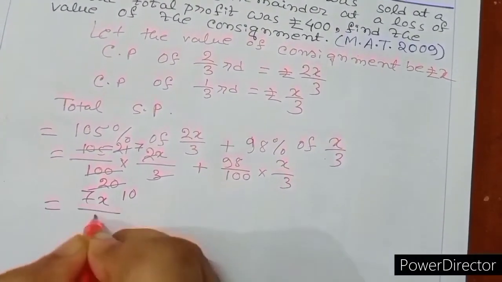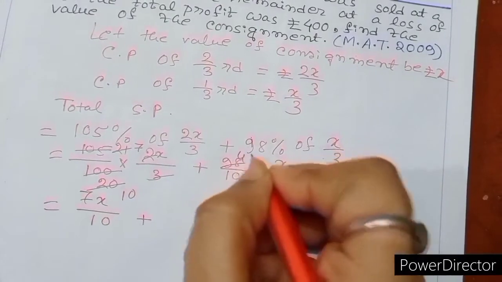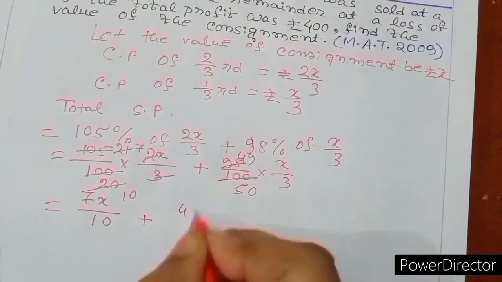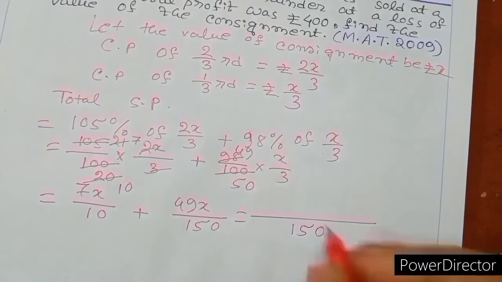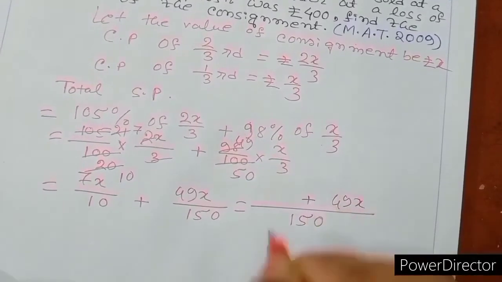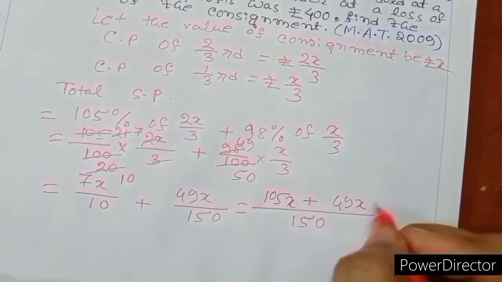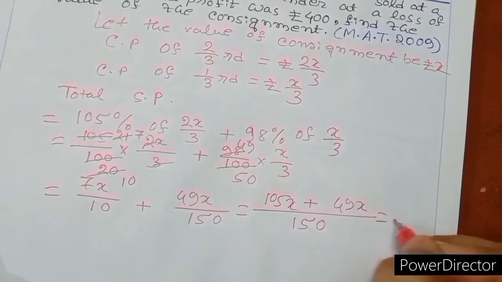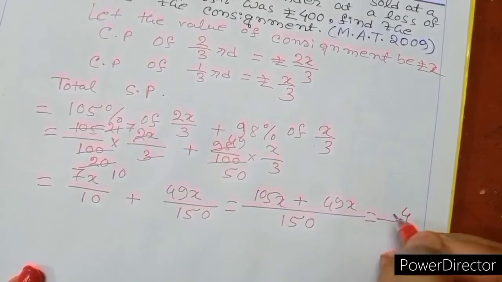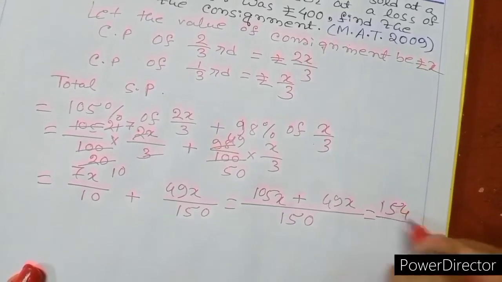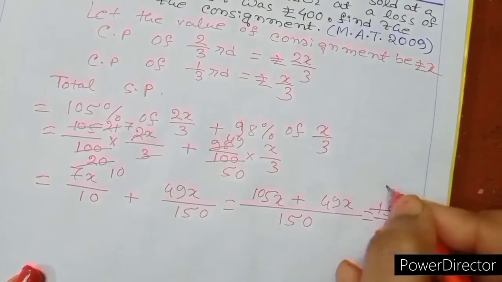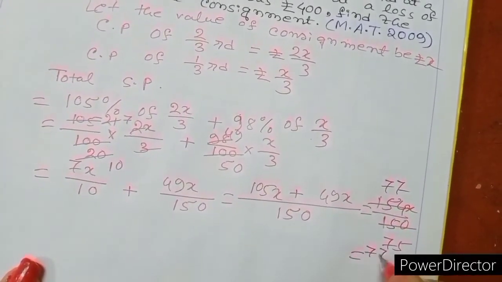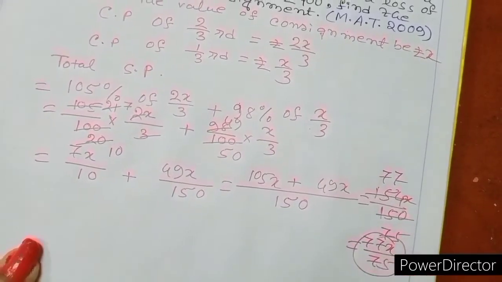So 7x by 10 plus 49x by 150. So 150 is the LCM. 49x, 105x, 154x by 150 means 77x by 75. So total selling price equals 77x by 75.